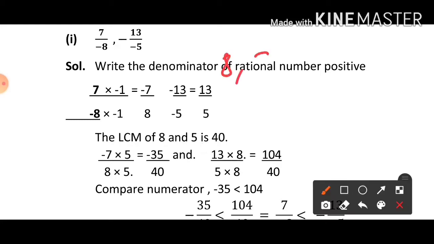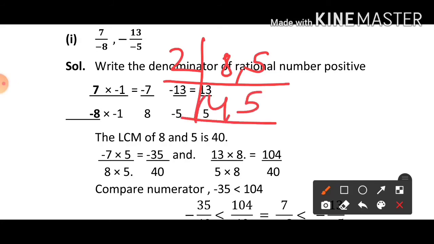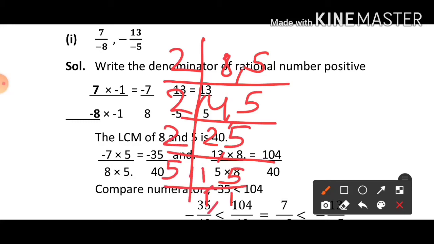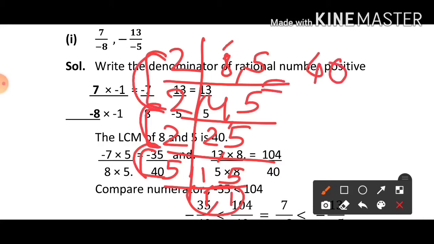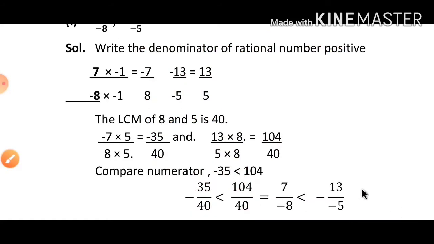And how to find the LCM? 2 4s are 8, 5 as it is not divisible by 2. Then 2 2s are 4 and 5, 2 1s are 2 and 5 1s are 5. You can see the last remainder came here 1. It means 2 multiply 2 multiply 2 multiply 5. 5 2s are 10, 10 2s are 20, 20 2s are 40. Here it means the LCM of 8 and 5 is equal to how much? 40. Now we have to make the denominator as 40 here.